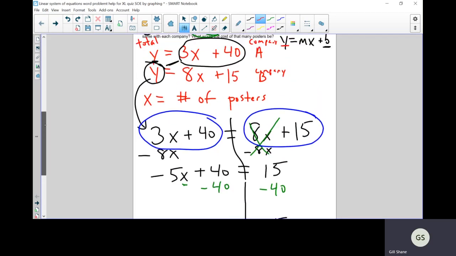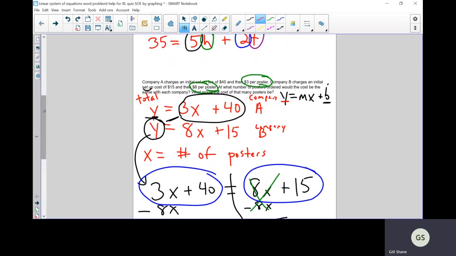We could check that. We could do the math and plug 5 in. So if I plug 5 into the top equation up here for company A, well, that means 5 times 3 is 15. 15 plus 40 is $65. So 5 posters cost me $65 for company A. Well, how much does 5 cost me for company B? So now I'm doing it down here. Well, 5 times 8 is 40 plus 15 is, I'm sorry, I did the math wrong. It's $55, not $65, for both of them.